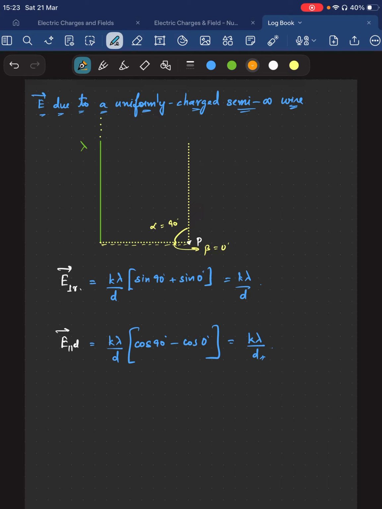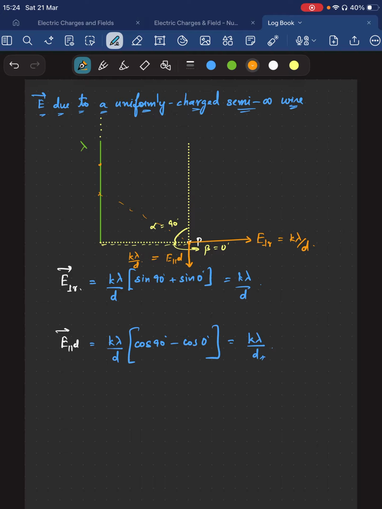Because this is a positively charged rod, the electric field perpendicular to the rod will be in this direction, away from the rod. So this is the electric field component perpendicular to the rod, and its value was k lambda by d. Now, because this is positively charged, every point charge I have over here will create an electric field in the downward direction. So here I'll have an electric field component parallel to the rod in the downward direction, and that value will be equal to k lambda by d.